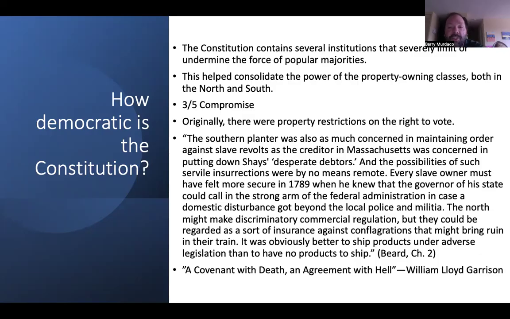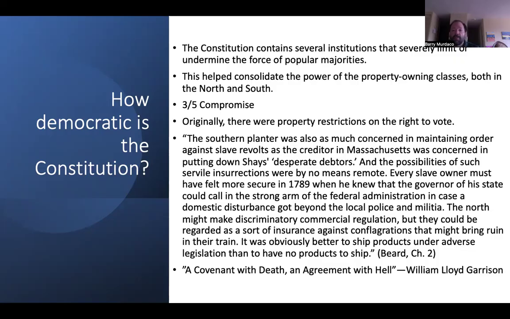So Beard writes here, "The Southern planter was also as much concerned in maintaining order against slave revolts as the creditor in Massachusetts was concerned in putting down Shays' desperate debtors. And the possibilities of such servile insurrections were by no means remote. Every slave owner must have felt more secure in 1789 when he knew that the governor of his state could call in the strong arm of the federal administration in case a domestic disturbance got beyond the local police and militia.